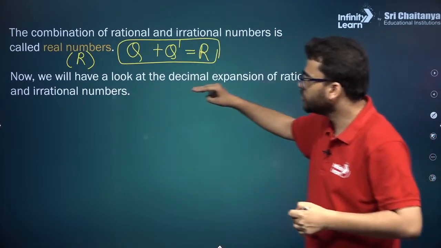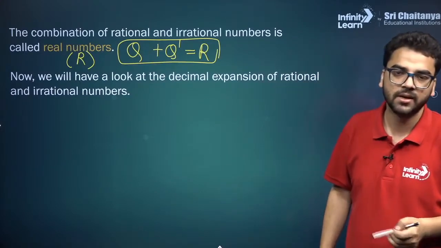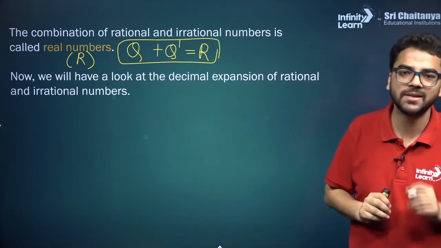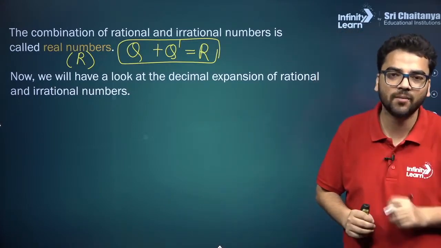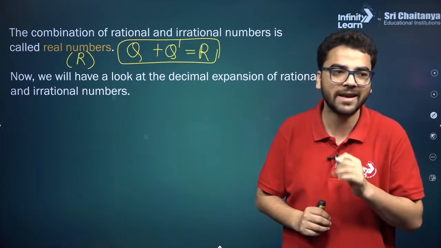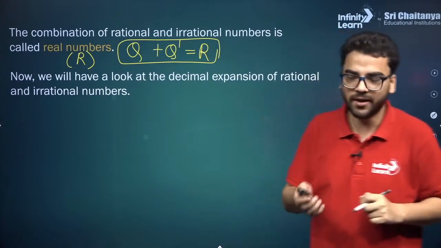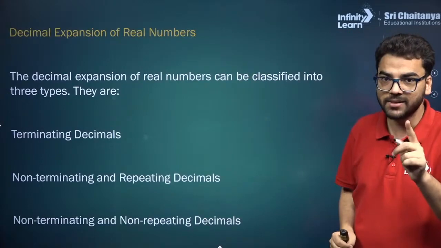Now we will have to look at the decimal expansion of rational and irrational numbers. So now we know what rational numbers are, what irrational numbers are, and that the collection of all rational and irrational numbers is called real numbers. Now we need to know the decimal expansion of rational and irrational numbers. I hope that is clear to you. So let's start over here: decimal expansion of real numbers.